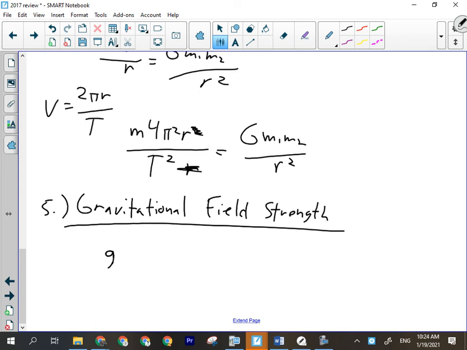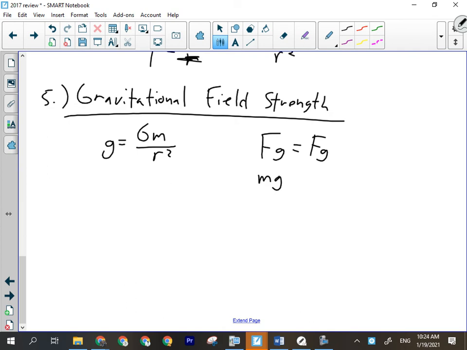That is little g, or acceleration due to gravity, is big G times mass over r squared. And in this case, that mass is the central mass. Remember that we derive this formula by doing this. Fg equals Fg. That's m times g equals big G times m1 times m2 over r squared. The mass that cancels is the smaller mass. The one generating the field, the larger one, is the one that stays in the formula. And that's because all things fall at the same rate.